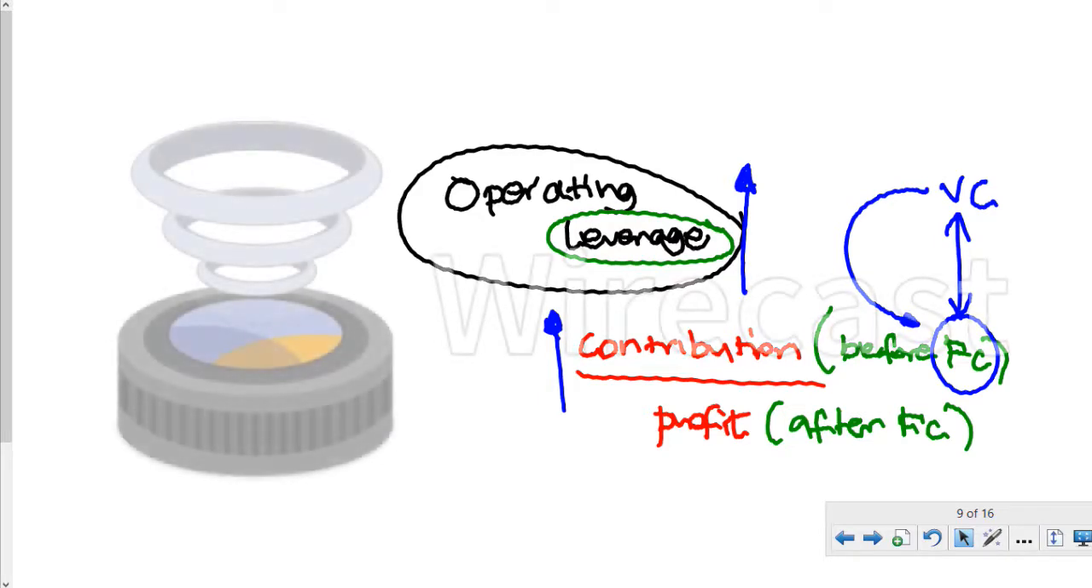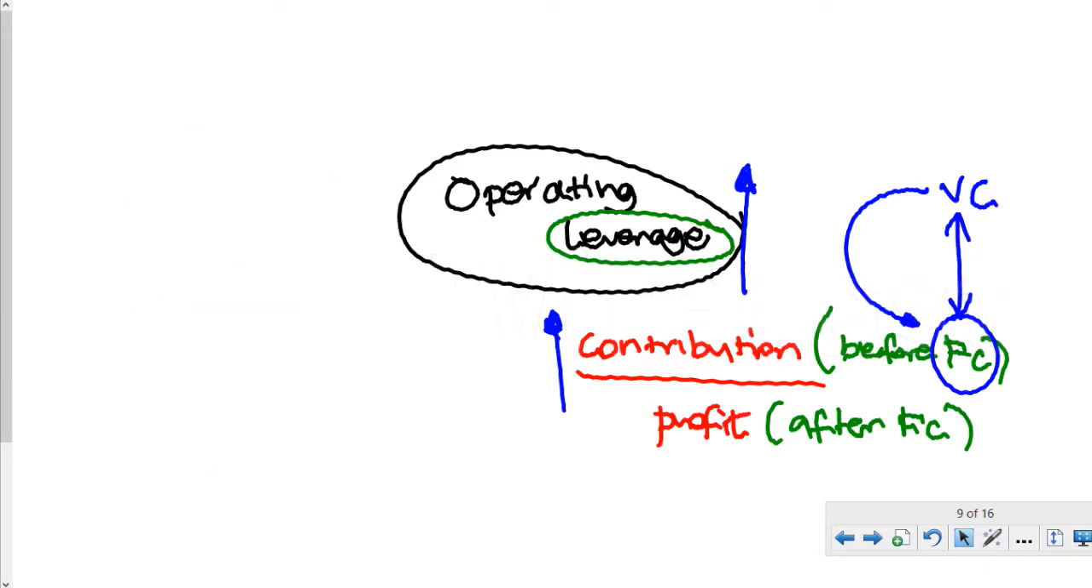Converting myself to be more fixed costs, but what that does is it gives you that potential to be more profitable, but only if you grow. If you don't grow, then not. Okay, so that's operating leverage.